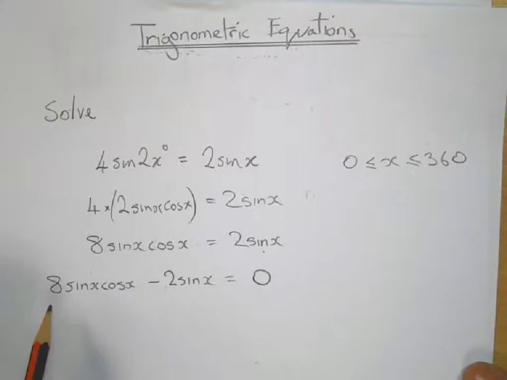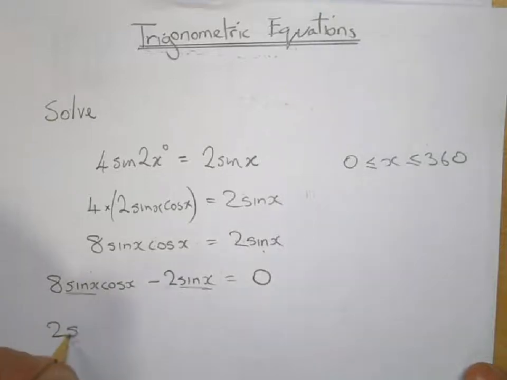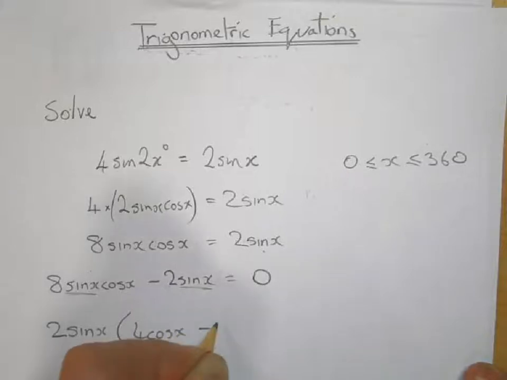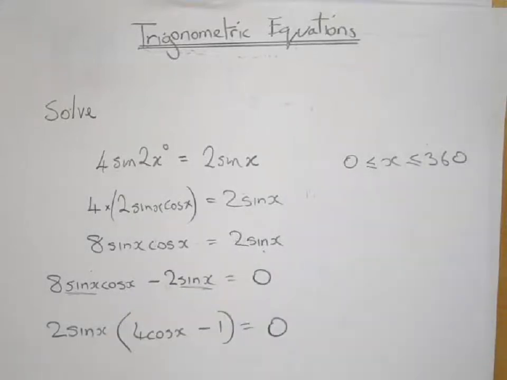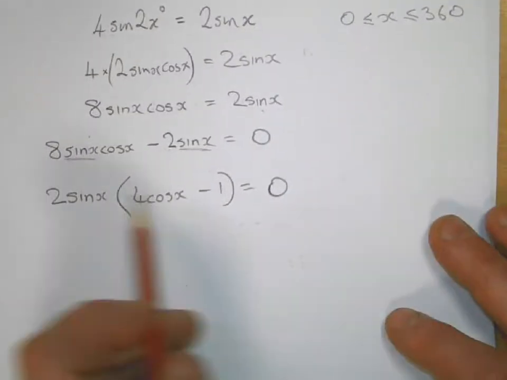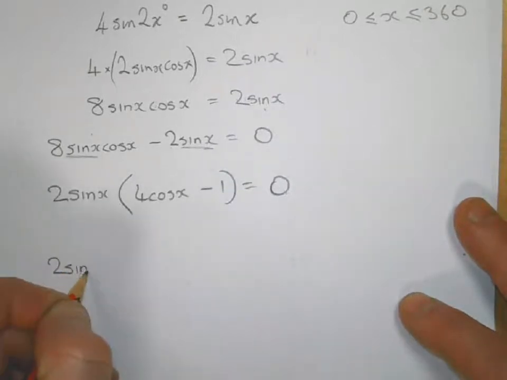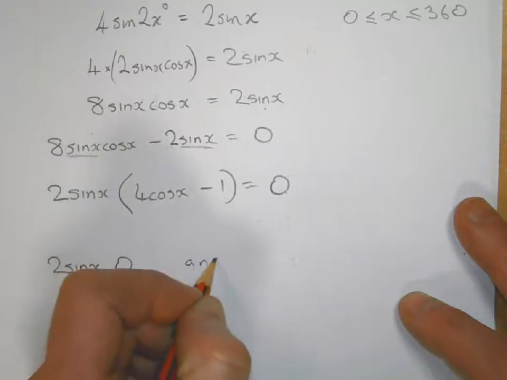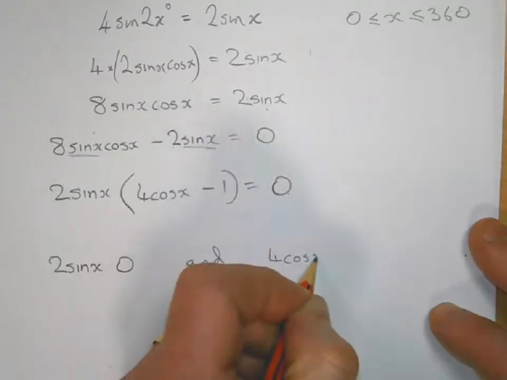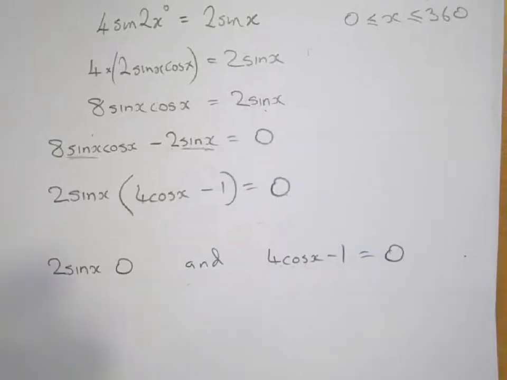We can factorize this. We've got a sine x that is common there, and also we've got a 2 as a common factor. So we can take out 2 sine x, and we're left with 4 cos x minus 1. Now to solve this, we've got 2 possible ways this can become 0. It can become 0 when 2 sine x equals 0, and also when 4 cos x minus 1 equals 0. Oops, I should have put equals 0 there.